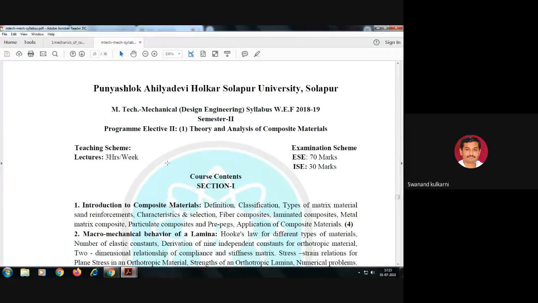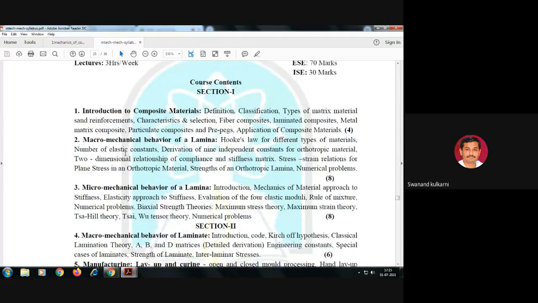As a part of section first, initially we have completed the introduction to composite materials. Inside that we completed definition, classification, types of matrix materials and reinforcement, characteristics and selection, fiber composite, laminated composite, metal matrix composites, polymer matrix composites, prepregs, application of composites, etc. This part we have completed.